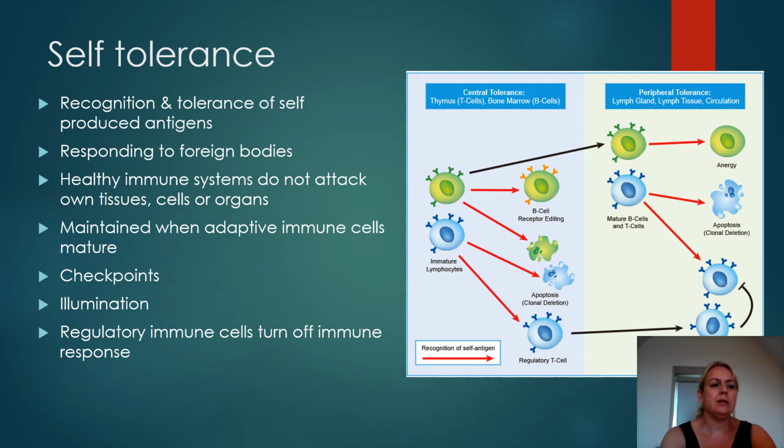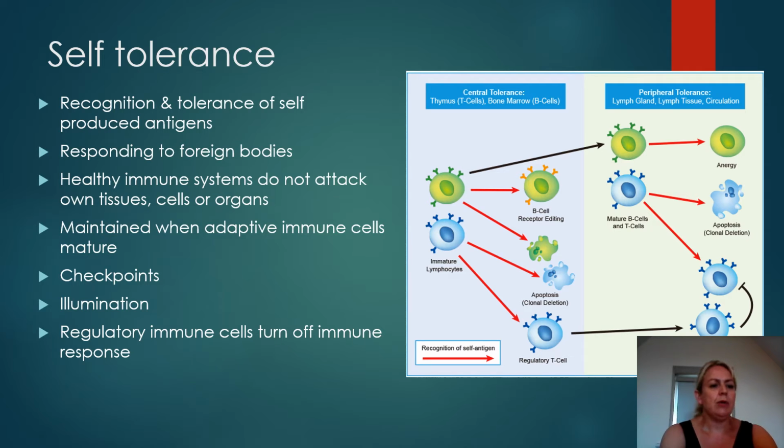Self-tolerance is the immune system's acceptance and recognition of self-produced antigens as non-threatening, whilst at the same time responding to foreign bodies. This fine balance is vital for normal function of the body as well as our overall health. The body has to have a balance so that it does not attack its own cells, tissues and organs. If it is lost, it could cause an autoimmune disease or an allergy to a food.